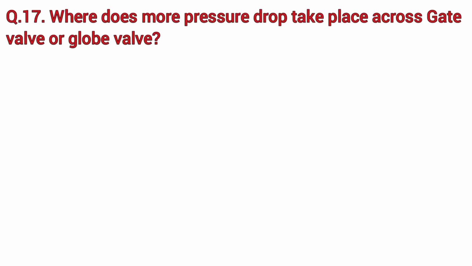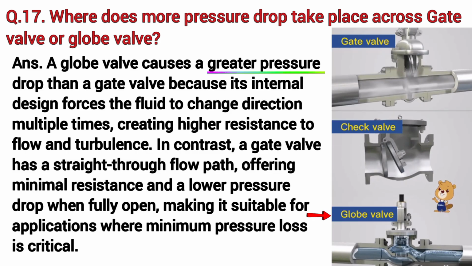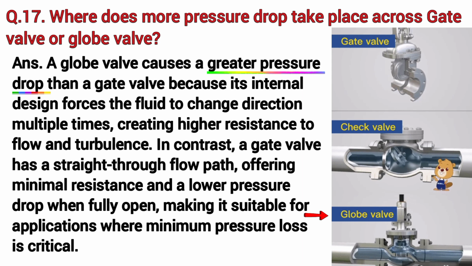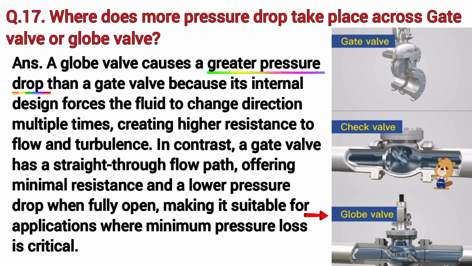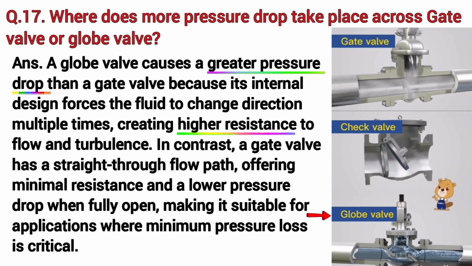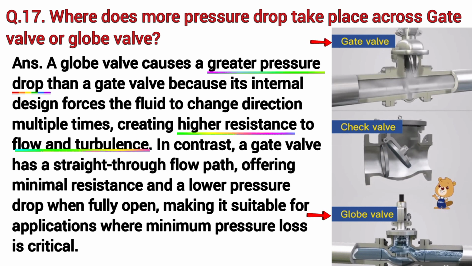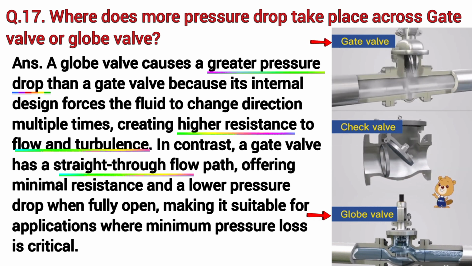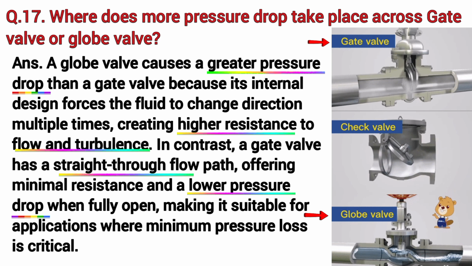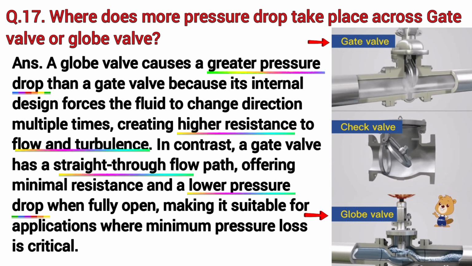Where does more pressure drop take place, across gate valve or globe valve? A globe valve causes a greater pressure drop than a gate valve because its internal design forces the fluid to change direction multiple times, creating higher resistance to flow and turbulence. In contrast, a gate valve has a straight-through flow path, offering minimal resistance and a lower pressure drop when fully open, making it suitable for applications where minimum pressure loss is critical.